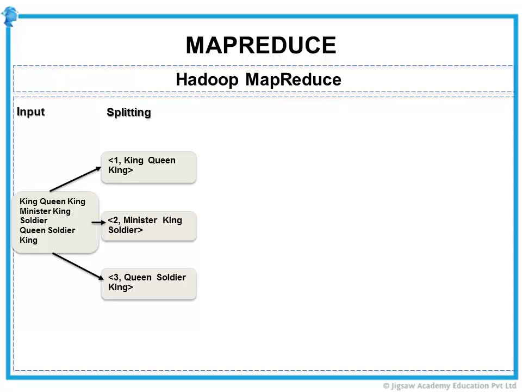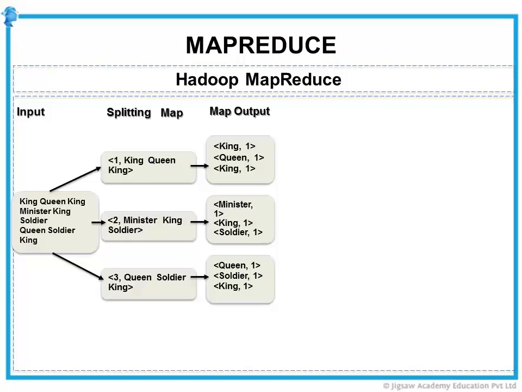For the sake of explanation, just imagine that each line is sent to a different node in the cluster for processing. Now, the map function itself can have a simple logic to split each sentence into words and output the same as key value pairs. So the output of the mapper function will be something like this, where the key is the word itself and the value is 1, indicating that the word occurred once.